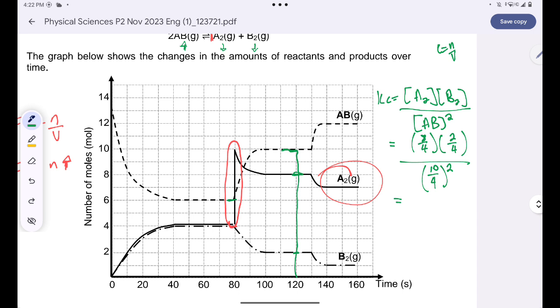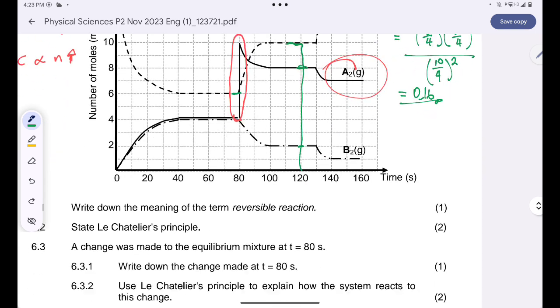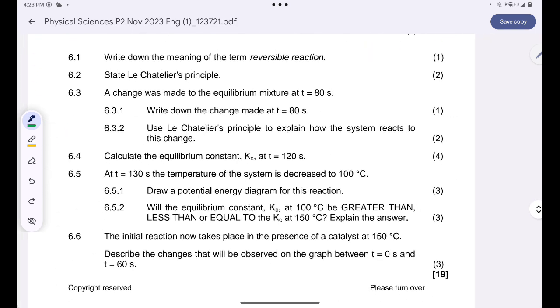I have 8 over 4 multiplied by 2 over 4, all divided by 10 over 4 squared. This will give me 0.16 as my Kc value. That's 0.16.